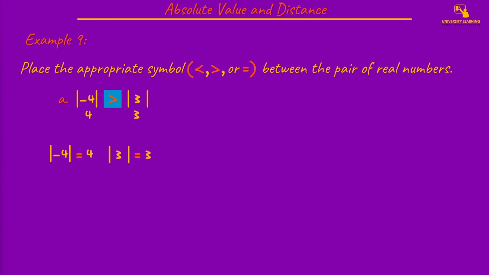Now let's move to part B. You have the absolute value of negative 10 compared to the absolute value of 10. Let's solve it here. The absolute value of negative 10 is equal to 10.